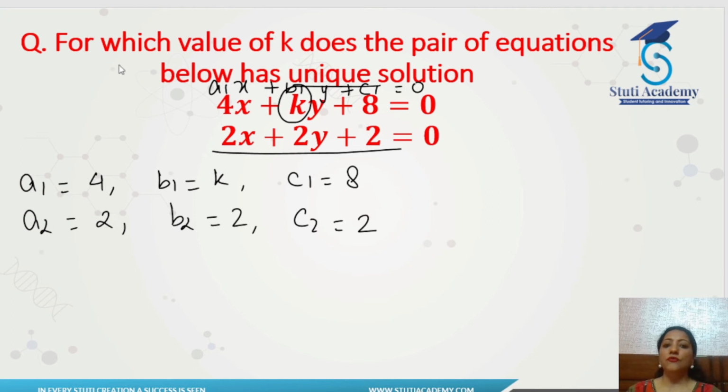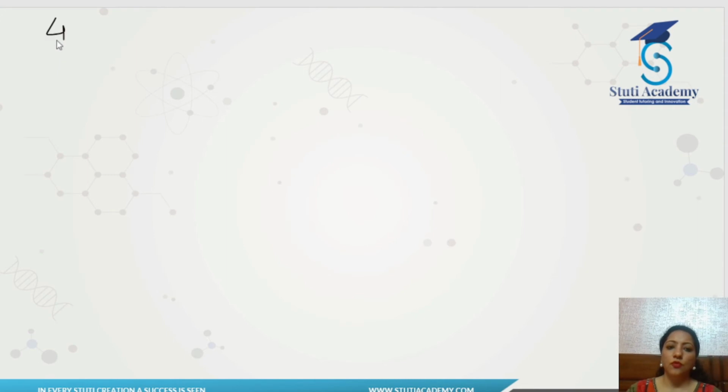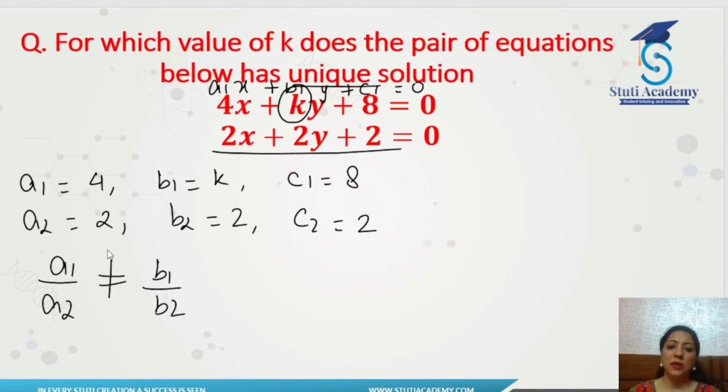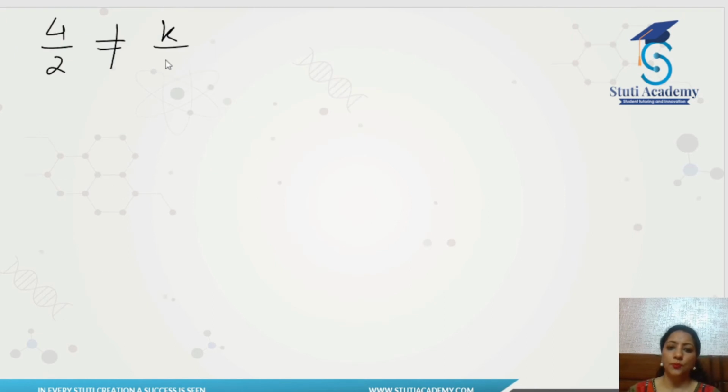Okay. Now for which value of k does the pair of equations below have a unique solution? For a unique solution, a1 upon a2 is not equal to b1 upon b2. That means a1 upon a2 is actually 4 upon 2, and 4 upon 2 is not equal to b1 upon b2, that is k upon 2.